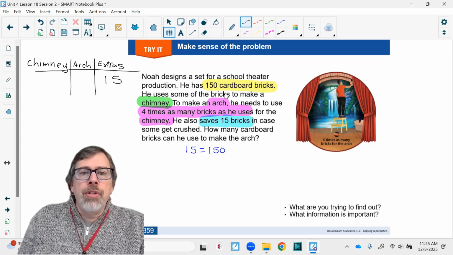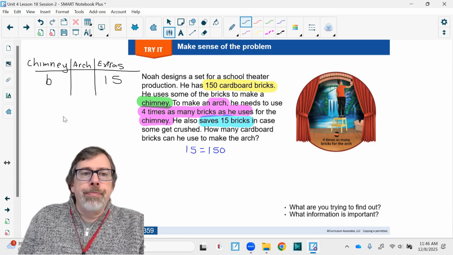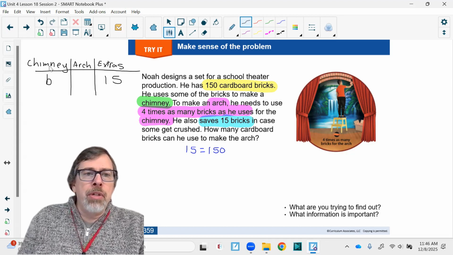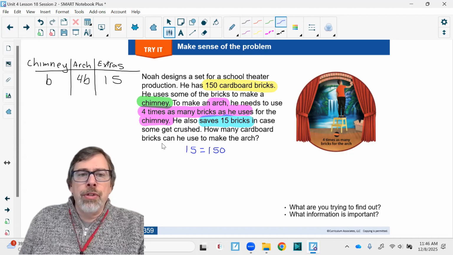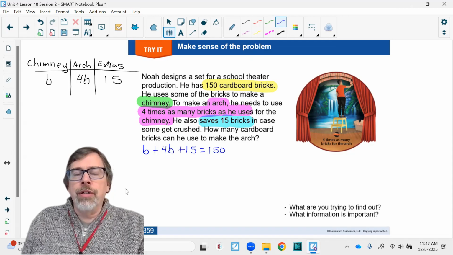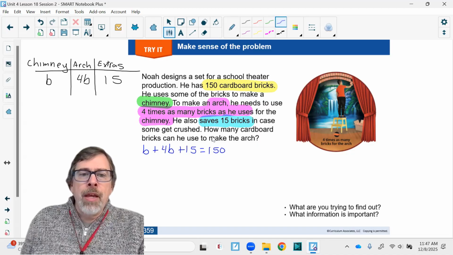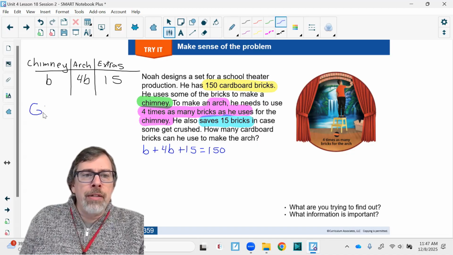Okay. He uses some bricks to make a chimney, so we could use B for brick. To make the arch, he needs to use 4 times as many bricks as he uses for the chimney. So if he uses B bricks for the chimney, he's going to use 4 times B bricks for the arch. Okay, so that's what my equation is going to look like. It's going to be bricks for the chimney plus 4 times as many bricks for the arch plus the 15 surplus have to equal 150. So there's our equation. And so now I'm going to look at GEMDAS.